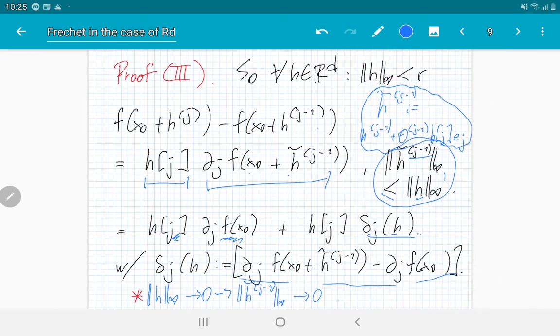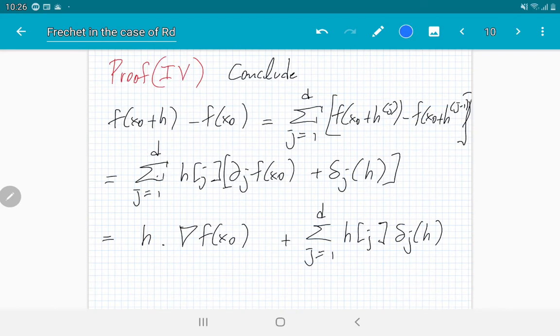And therefore, because the partial derivative is continuous, delta j of h goes to 0 by continuity of the partial derivative. So very importantly, delta j of h is going to go to 0 when h goes to 0. And now I'm basically done. So if you buy this, which you should, because I'm saying, okay, when h goes to 0, this guy goes to 0, therefore this difference goes to 0. This difference here goes to 0 because the partial derivative is continuous. So if you buy that, bear with me, we're almost done.